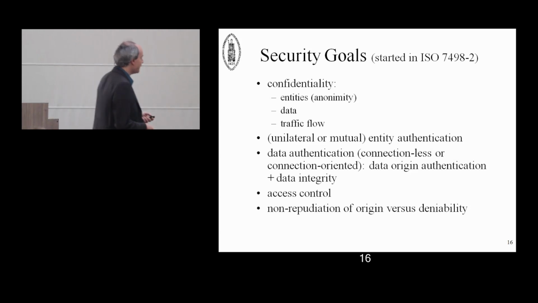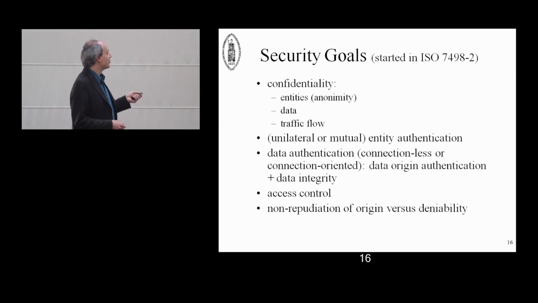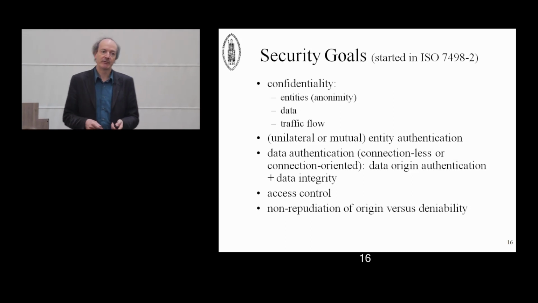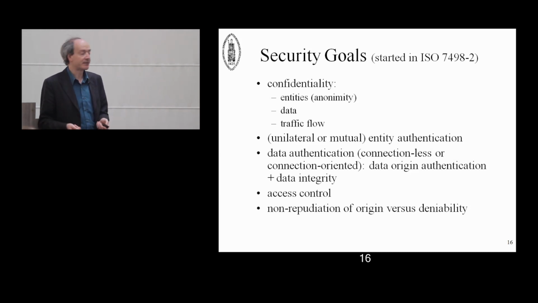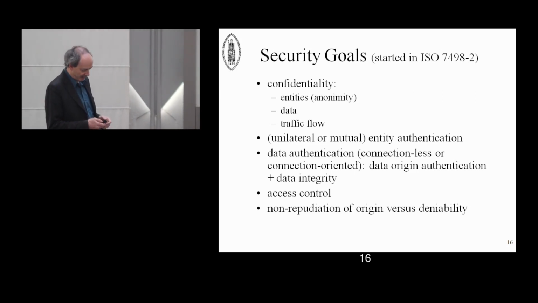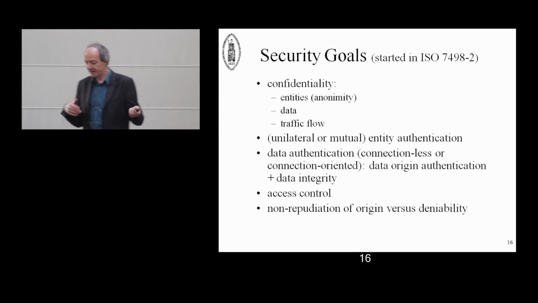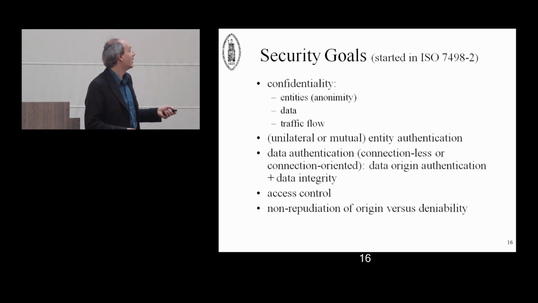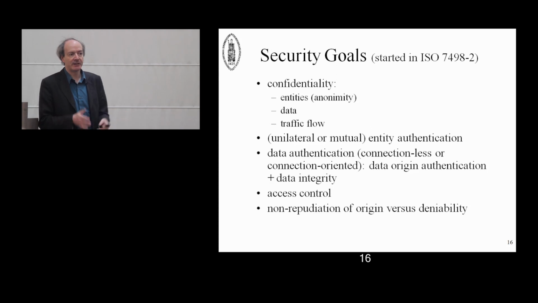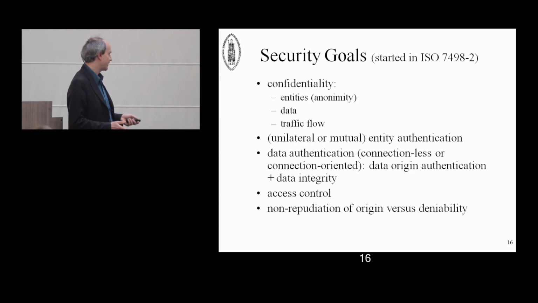So you want to find out who's talking to whom, ideally in both directions, and the phone companies or network providers want to do this, of course, for billing purposes. Then data authentication: you want to find out that data has not been modified and that you know where data is coming from. There are 2 big differences: either connectionless or connection-oriented. Depending on the layer where you do it, you want to authenticate datagram by datagram, or you want to authenticate the whole stream.